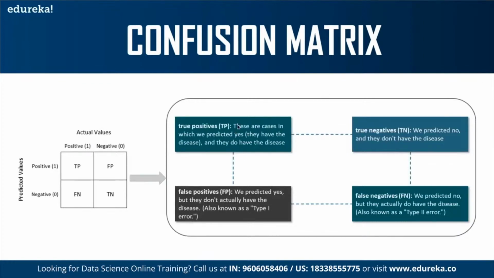So true positive refers to the cases when we predict yes, right? Then true negative is when we predict no, we don't have the disease or any kind of output. Then false positive is we predicted yes, but they don't actually have the disease, right? Same as false negative is when we predict no, but they actually do have the disease, right? Then these are considered an error, as a part of false negatives. So false negatives and false positives both are considered to be an error here, right?